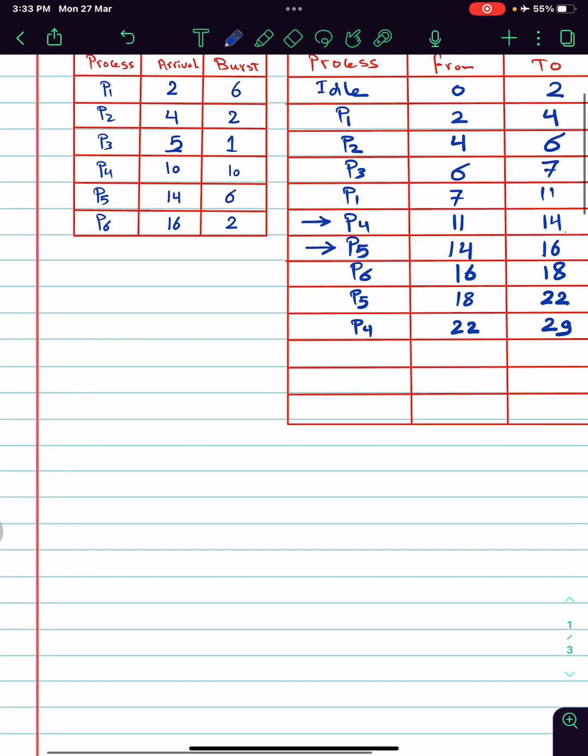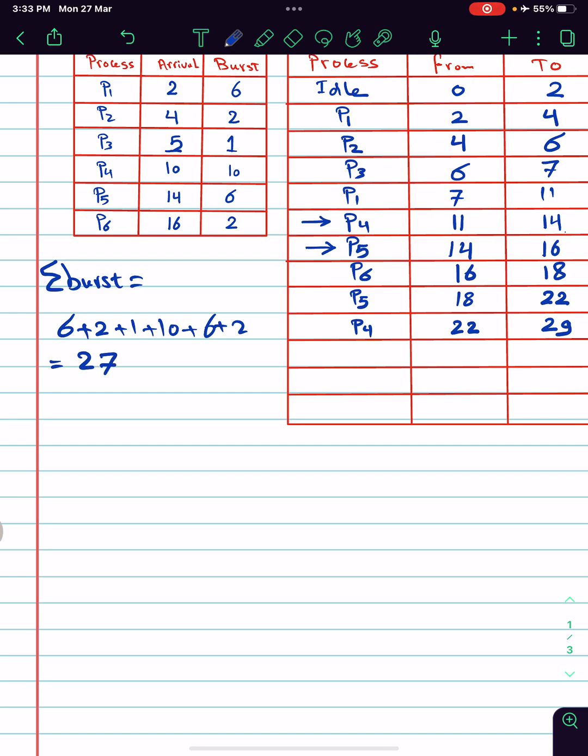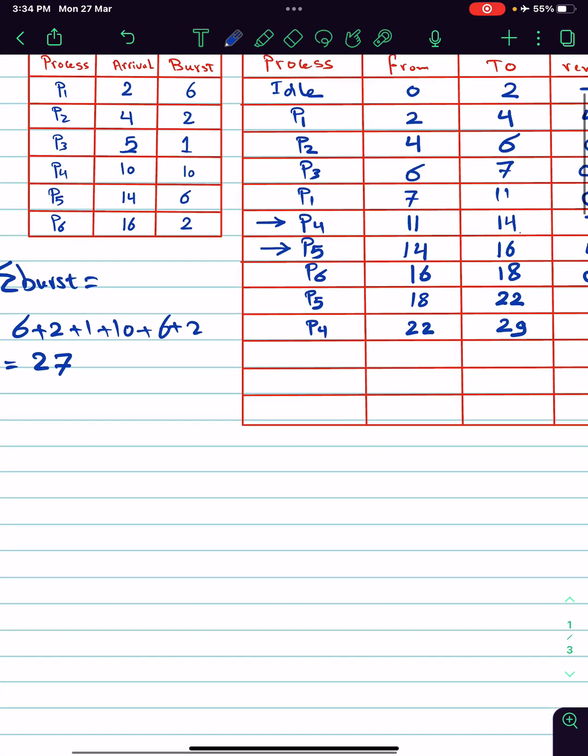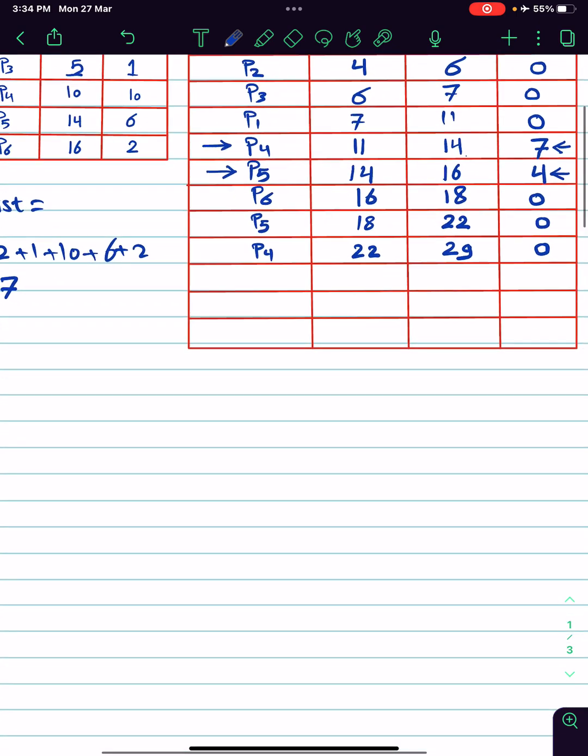Let's do a quick sanity check. What is the sigma here? The sigma of the burst. It's going to be 6 plus 2 plus 1 plus 10 plus 6 plus 2. That would sum up to 19, and then with an 8, that would be 27, correct? And then you started at time 2, because from 0 to 2 it was idle, so you finish at time 29, here it is, which is correct.